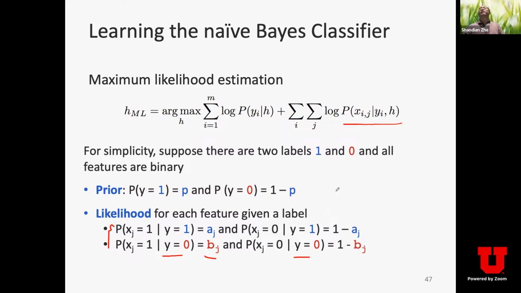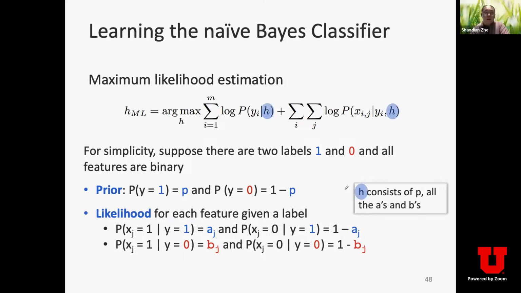Everyone's comfortable? And again, we want to emphasize that H is a collection of probabilities, and here H consists of p and all the aj's and bj's. You're essentially searching over H, which means searching over p, the aj's, and the bj's. And of course, those are continuous numbers, so we usually use gradient-based optimization. Optimization essentially is a search procedure. Does it make sense?